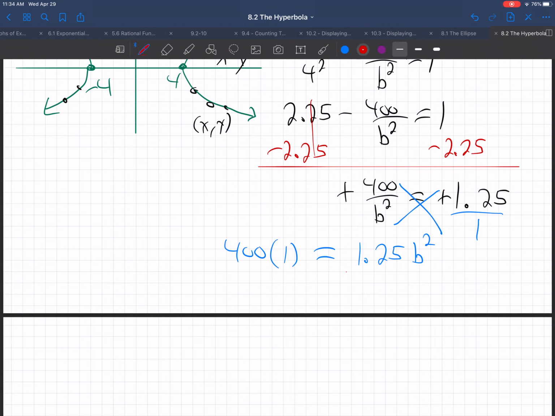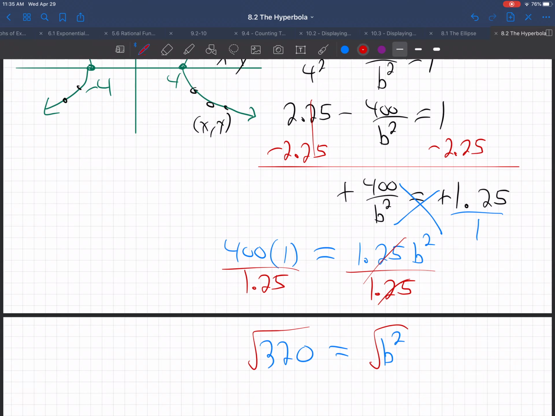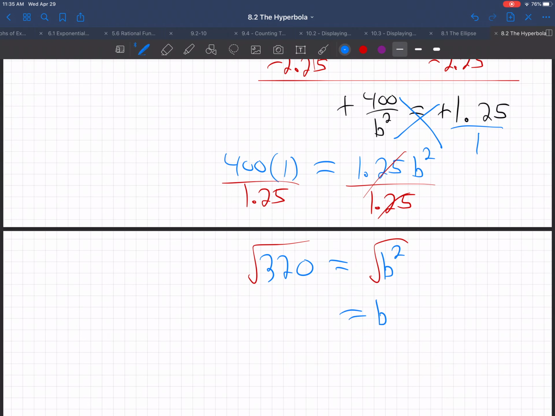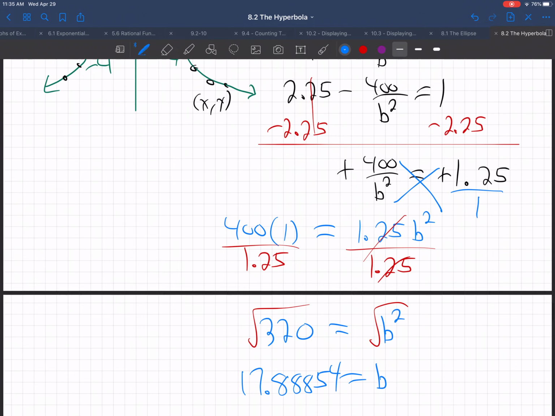Now we just need to divide to finish solving for b. Divide by 1.25. Cancels that out. b squared is 400 divided by 1.25. I'm getting 320, and then square root it. b will equal 17.8885. Maybe I'll stick in another digit. So there's b, and so now we've got the equation.